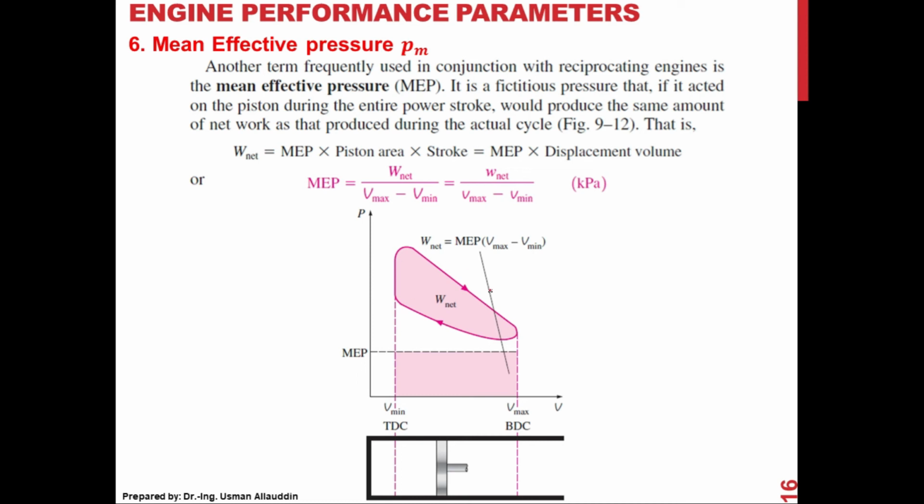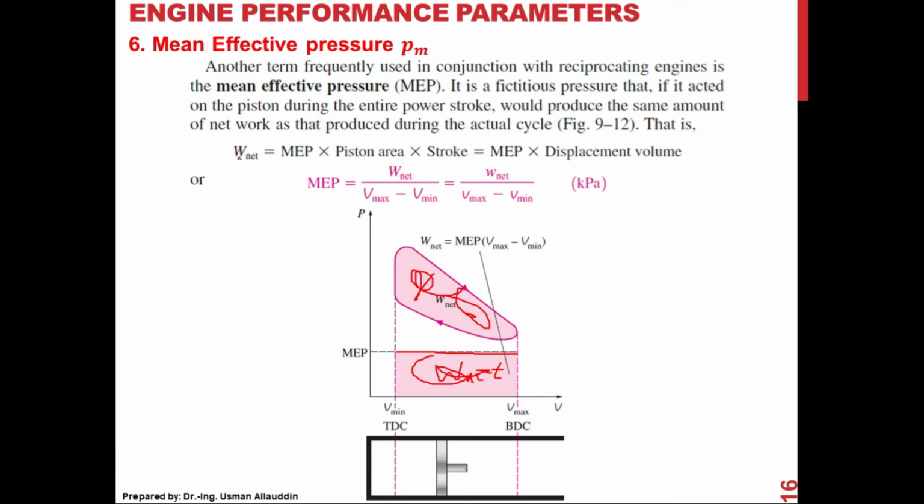So pressure is continuously changing, but you can obtain a mean or average of this varying pressure. This is represented by this constant line, and it should produce the same work output. So the area under this cycle should be equal to the area under this cycle. Then it will be the mean effective pressure. It should produce the same power output if you apply it on the engine.